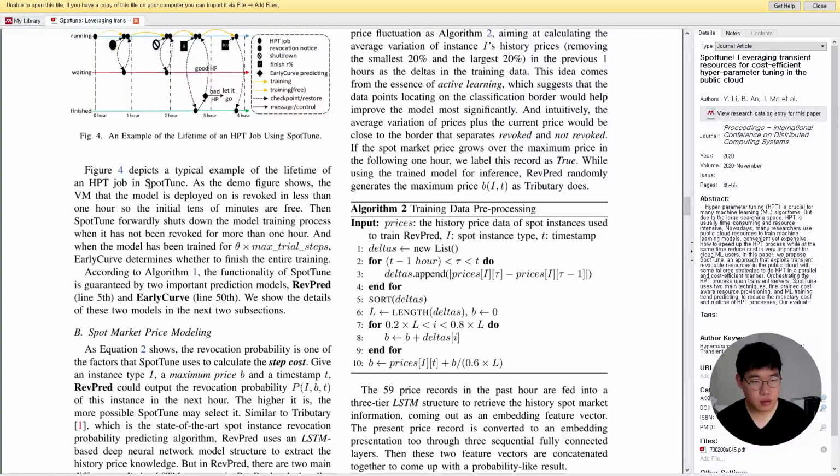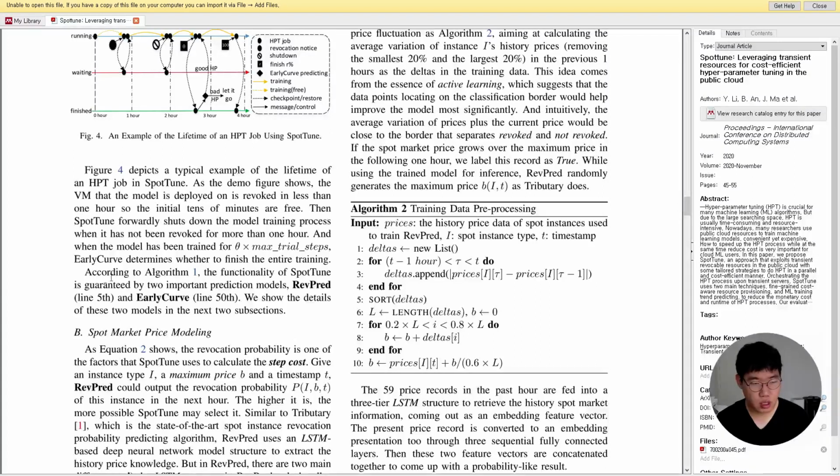An example of the lifetime of an HPT job using SpotTune. Figure 4 depicts a typical example of the lifetime of an HPT job in SpotTune. As the demo figure shows, the VM that the model is deployed on is revoked in less than 1 hour, so the initial tens of minutes are free. Then SpotTune proactively shuts down the model training process when it has not been revoked for more than 1 hour. And when the model has been trained for the set max trial steps, early stopping determines whether to finish the entire training.